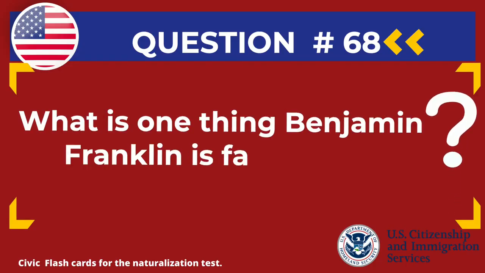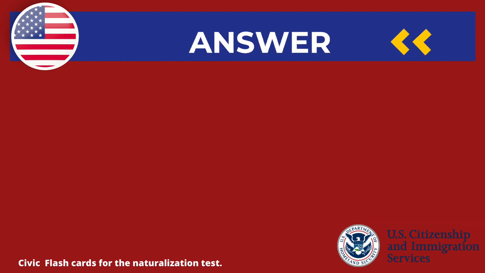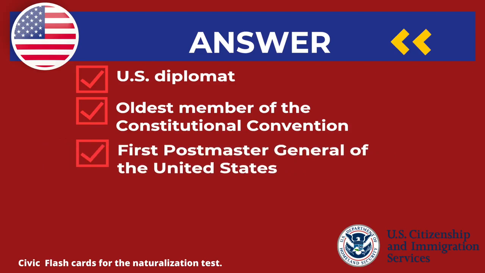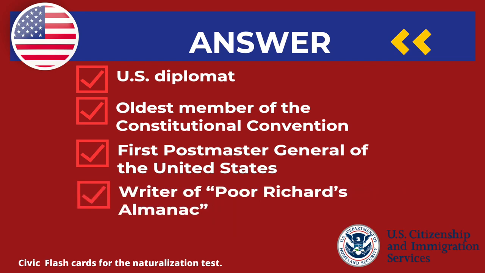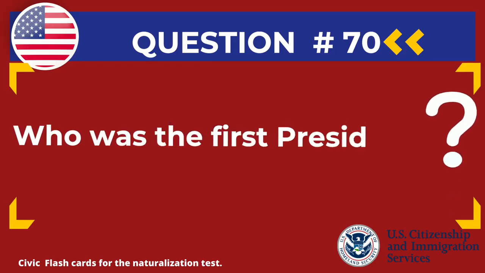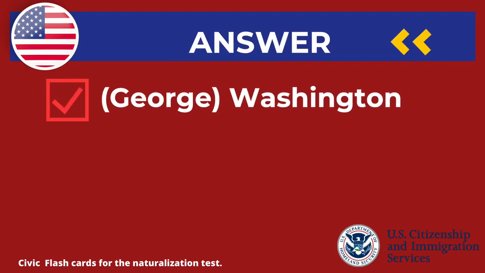What is one thing Benjamin Franklin is famous for? U.S. diplomat. Oldest member of the Constitutional Convention. First Postmaster General of the United States. Writer of Poor Richard's Almanac. Started the first free libraries. Who was the first president? George Washington.